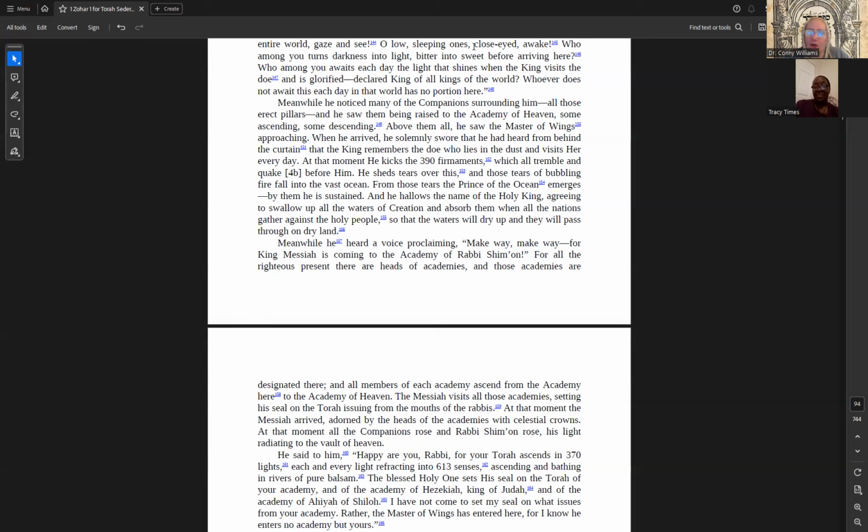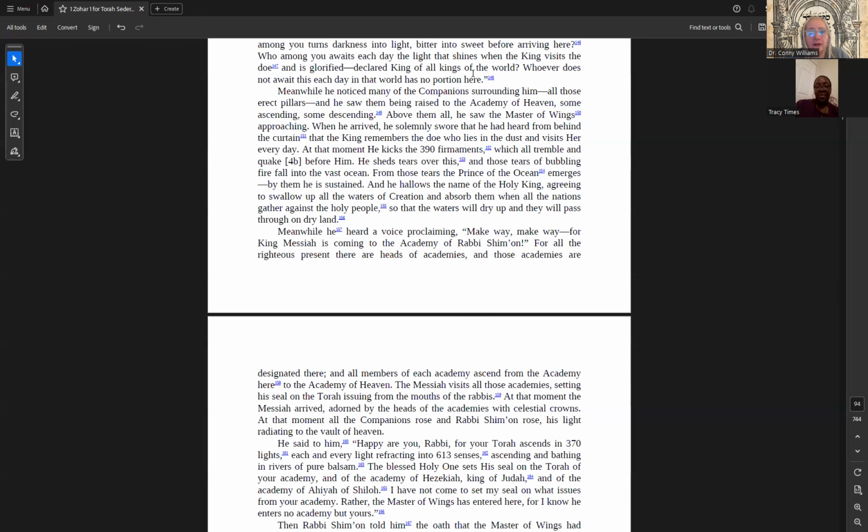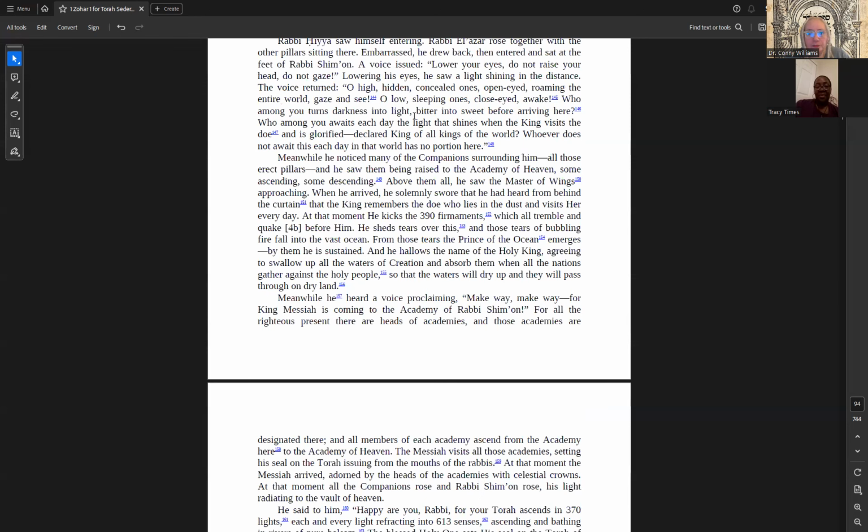Who among you turns darkness into light, bitter into sweet before arriving here? Ooh, maybe that's what we're supposed to do before we arrive there, right? Darkness, by acting righteously on earth. I like the way they put that. Who among you turns darkness into light and bitter into sweet? So here we see another purpose of humankind. We are supposed to change things for the better, preferably. But oftentimes that may not be the case.